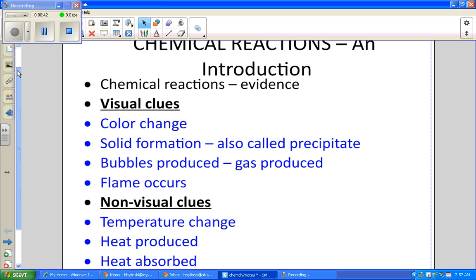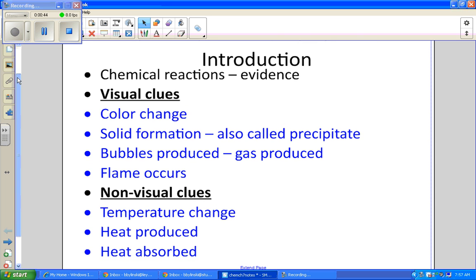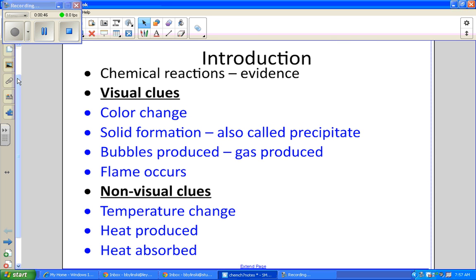Non-visual clues are basically temperature changes. So heat can be produced, so the temperature would be hotter, or heat would be absorbed, in which case the temperature would be colder. Like an ice pack, when you break the ice pack, there's two chemicals in there, they mix together and you feel the coolness. But that is heat being absorbed.